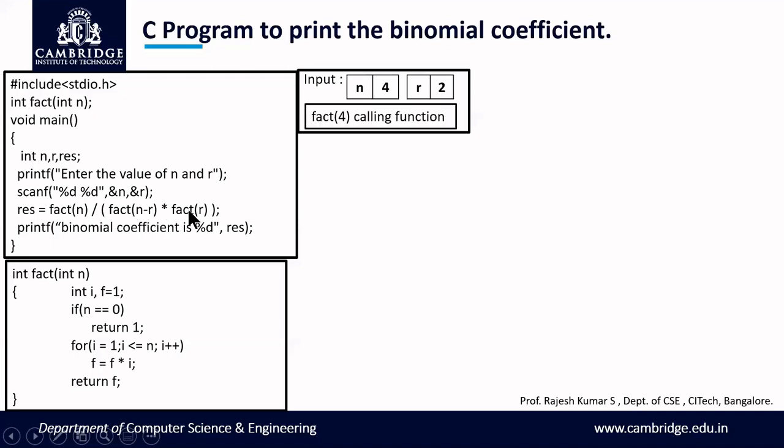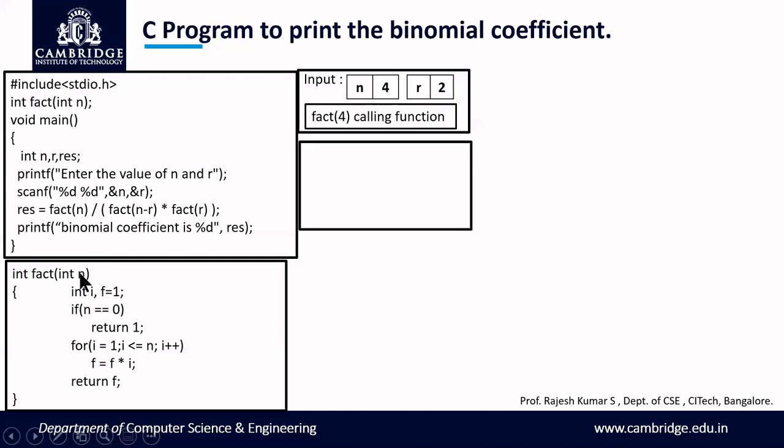Coming to this, first I'm passing the n value. Fact of 4, I'm calling the function fact. See, this is the called function, this is the calling function. When I'm calling the function, I'm passing the n value. We know the n value is 4. When I pass the n value and call this function, the 4 is copied into this particular variable.